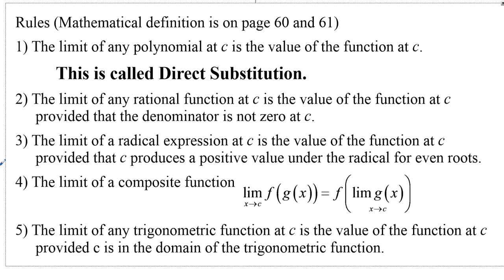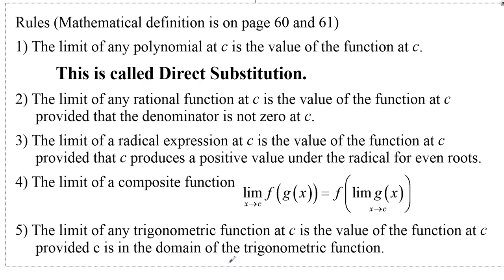It is a shortcut rule for finding a limit if you know what type of function you're working with. The limit of any rational function at C is the value of the function at C provided that the denominator is not 0 at C. So we can find a limit if it's not undefined. And then again, we're just using direct substitution.